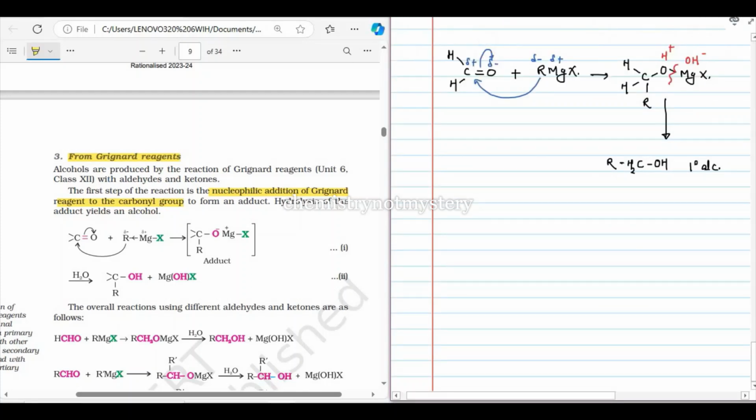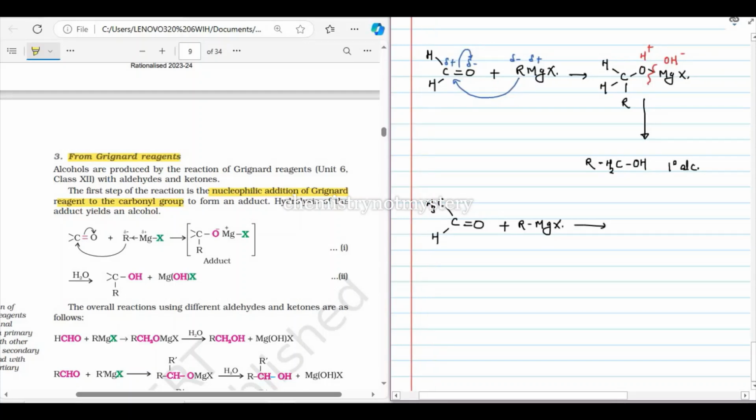Now let's take the example of ethanal (acetaldehyde). Here this is the carbonyl group. On one side it is bonded to CH3 and on the other side it is bonded to hydrogen. When it reacts with RMgX, R will get attached to the carbon and Mg will get attached to the oxygen.